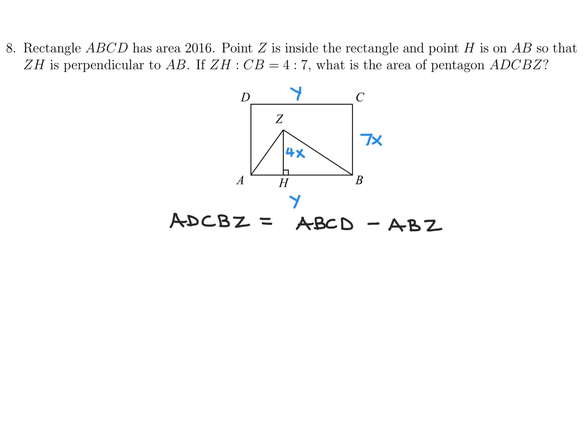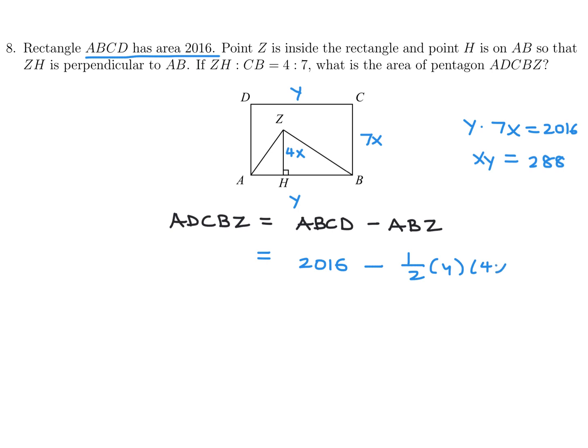So first of all, this is very important, this piece of information. So that's 2016, but what it represents really is y times 7x, the way I've labeled it. So that means that xy is 2016 divided by 7, which is 288. And hopefully that will come in handy later on. So ABZ, that's 1/2 base times height, which is y times 4x.